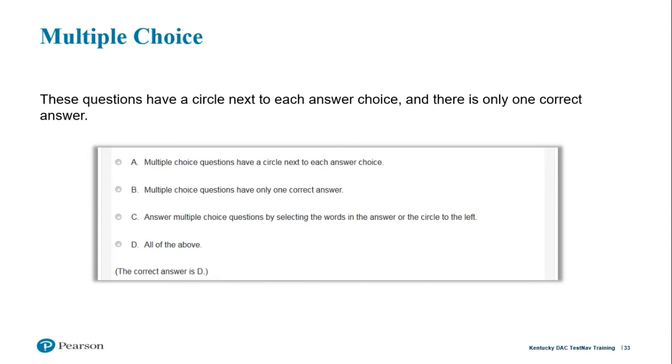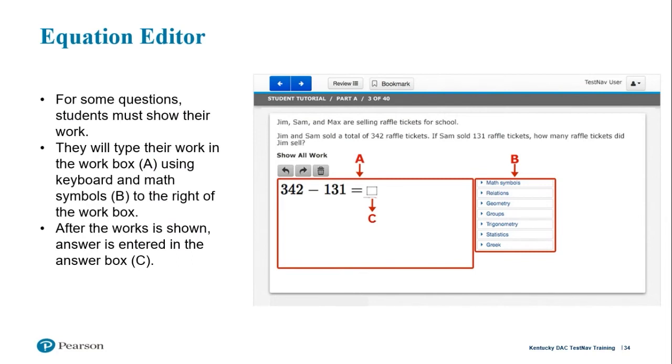Multiple choice. Everyone's pretty familiar with multiple choice: A, B, C, D, pick the one you think is correct. Equation editor, these are for math items. It provides a place for students to show their work. They will type their work in box A using the keyboard, the math symbols in box B, and then their work shows the answer entered in answer box C.